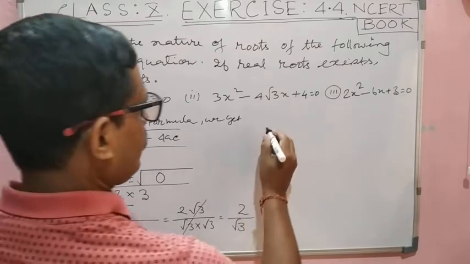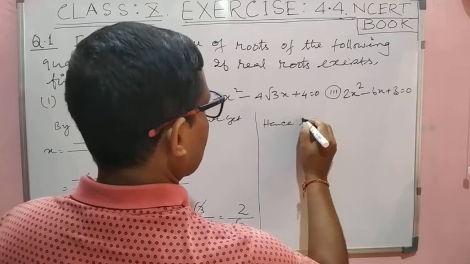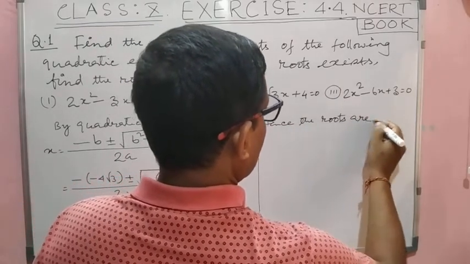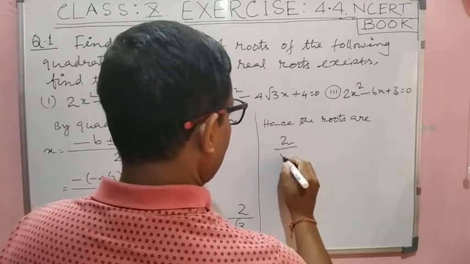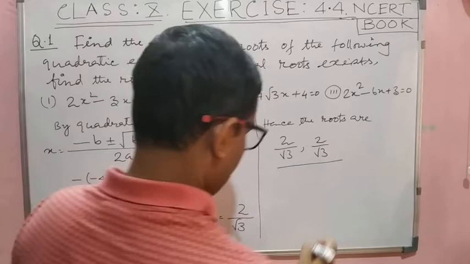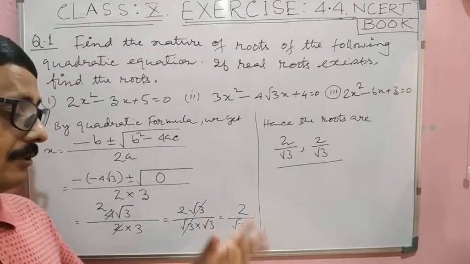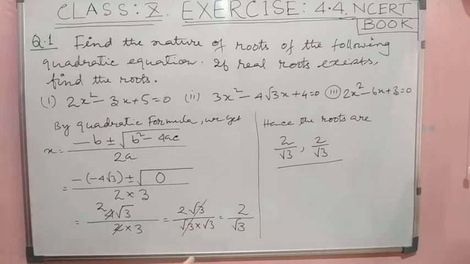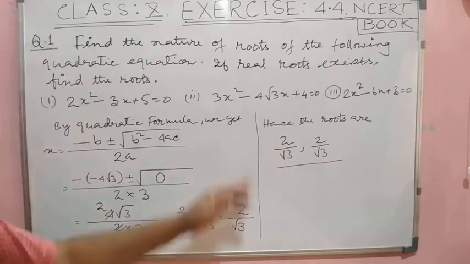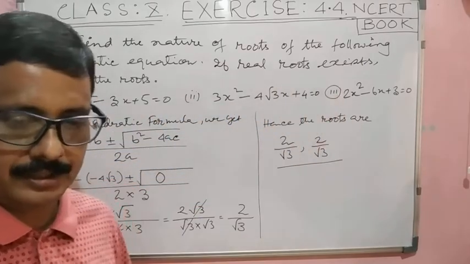Hence the roots are 2 by root 3, 2 by root 3, because here the roots are equal. Already you have got the roots are equal. So you have to write 2 by root 3, 2 by root 3. So 2 number I have solved here. So 1 number and 3 number you will try it yourself at home.